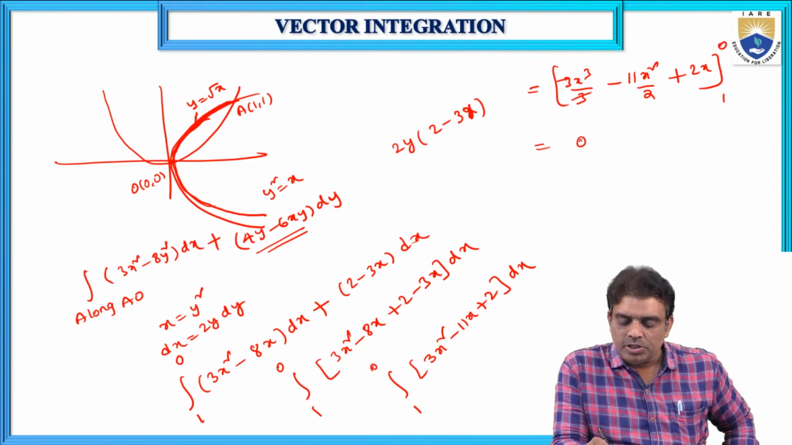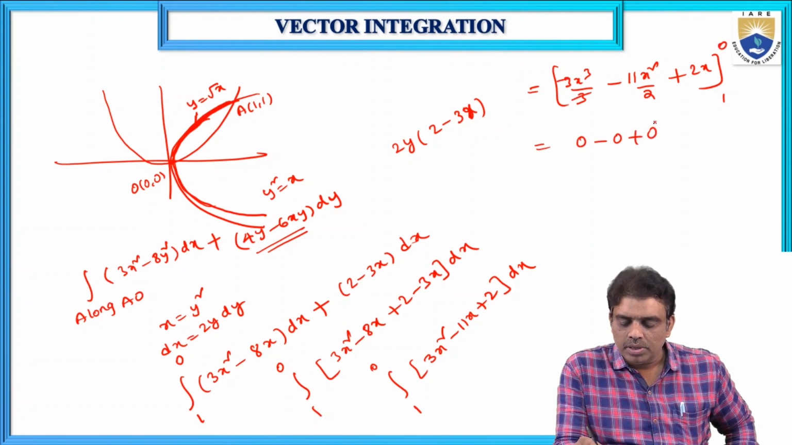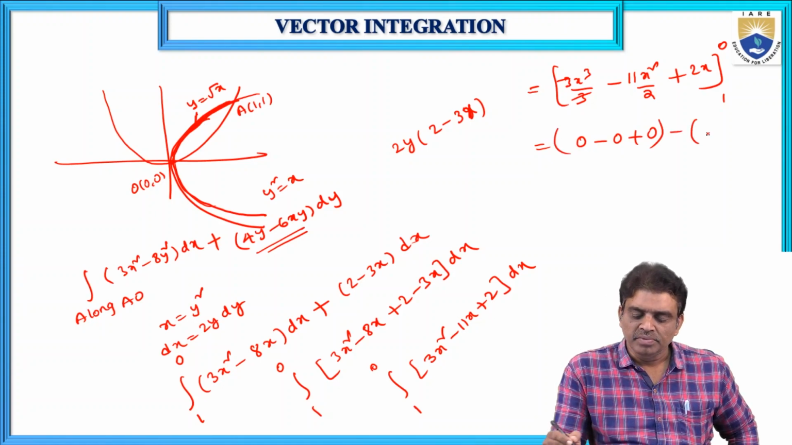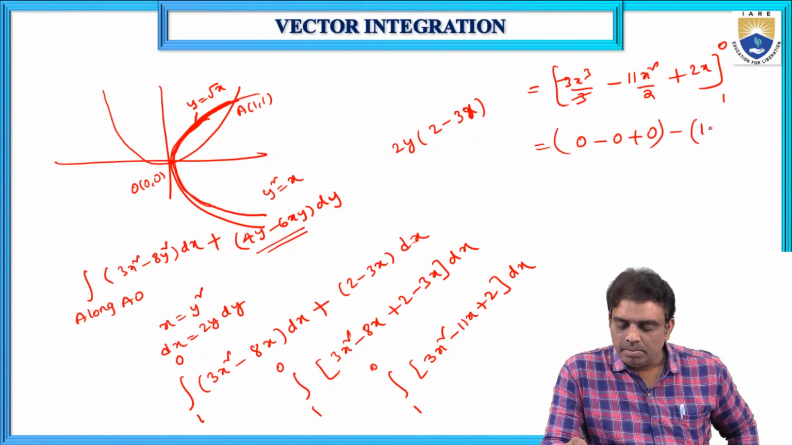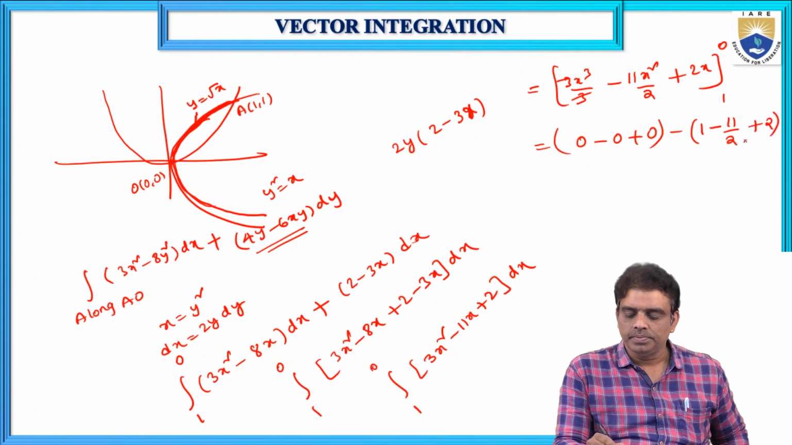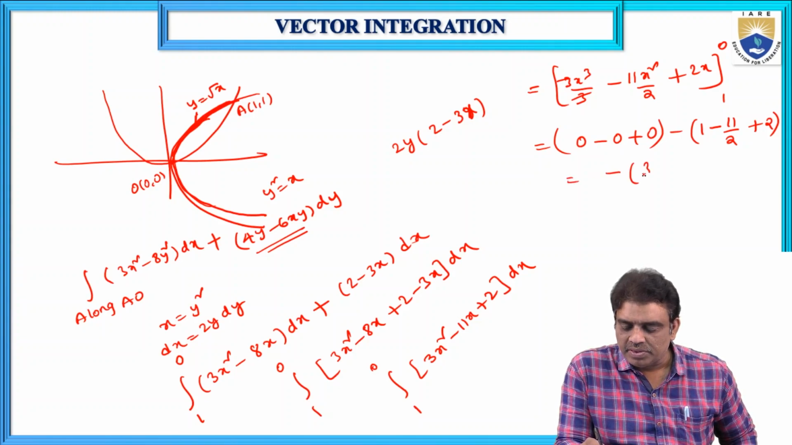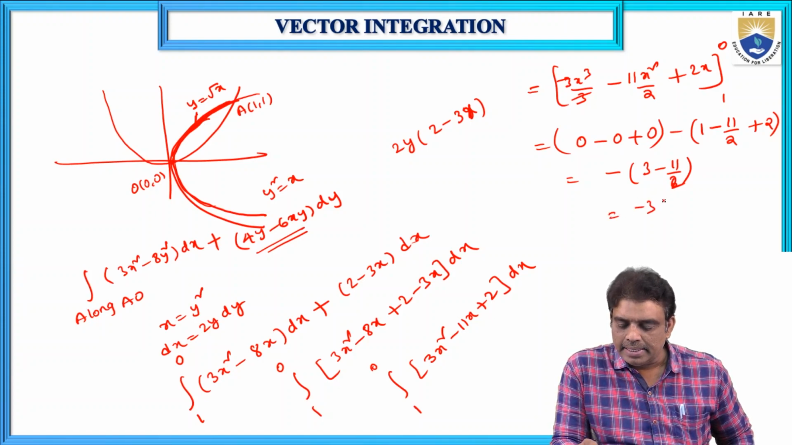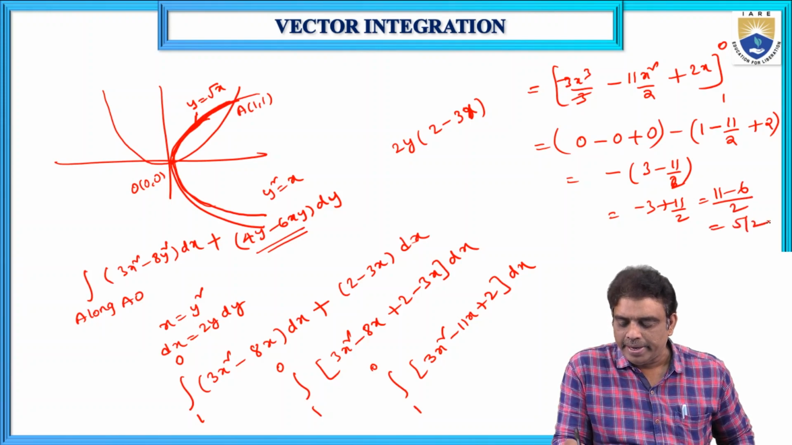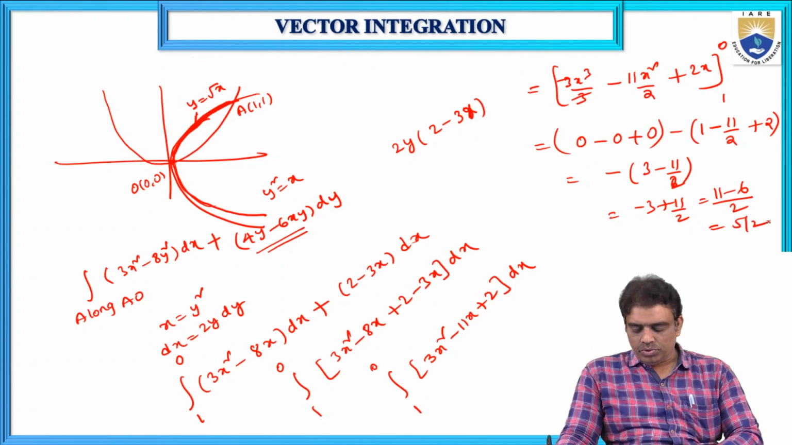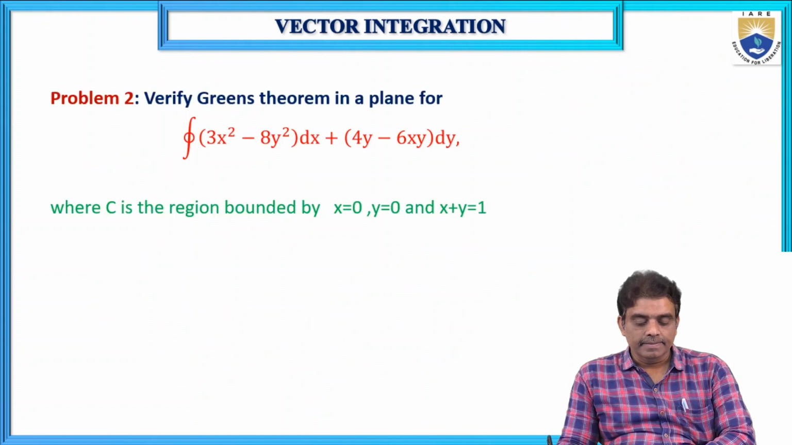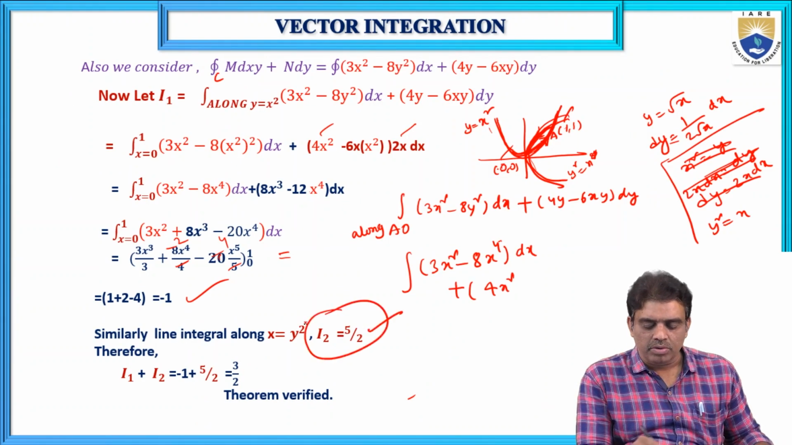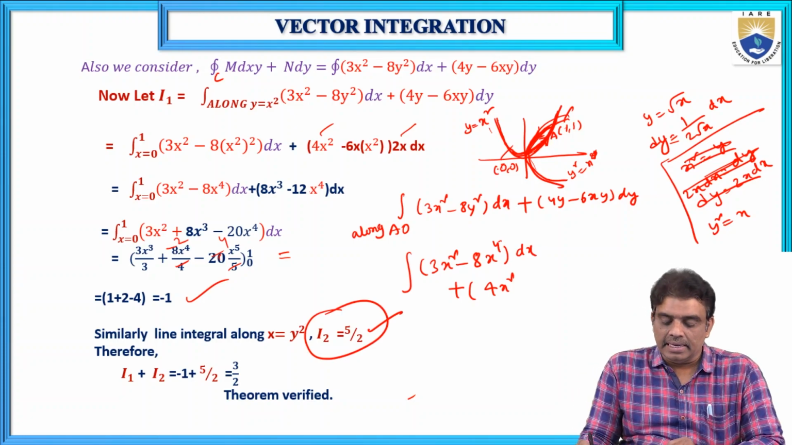3 cancel, upper limit 0, 0, 0 minus lower limit 1 minus 11 by 2 plus 2. This is equal to minus of 3 minus 11 by 2. That is equal to minus 3 plus 11 by 2, or 11 minus 6 by 2, that is equal to 5 by 2. This is the value 5 by 2. So I will check the value first. This value is 5 by 2. I2 is equal to 5 by 2. That is the second integral value.